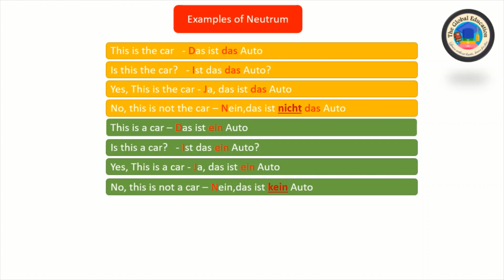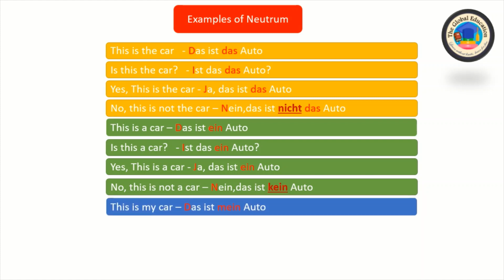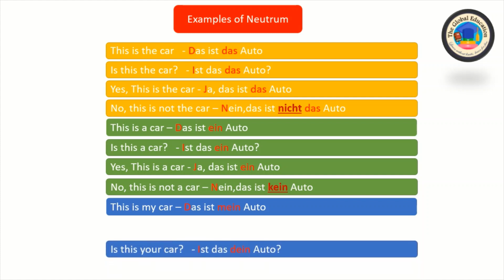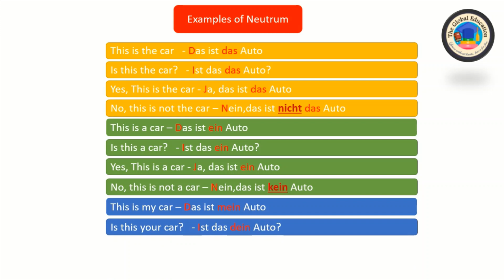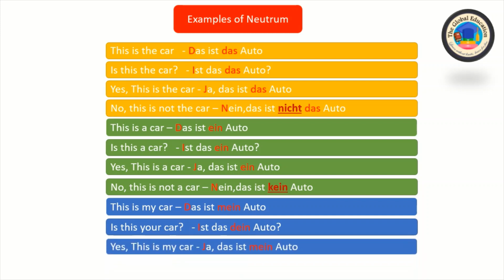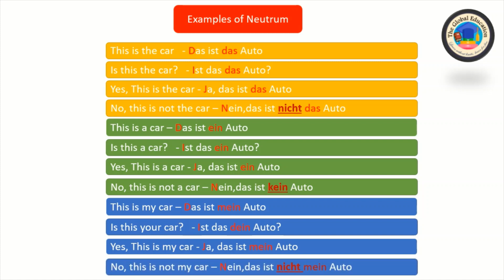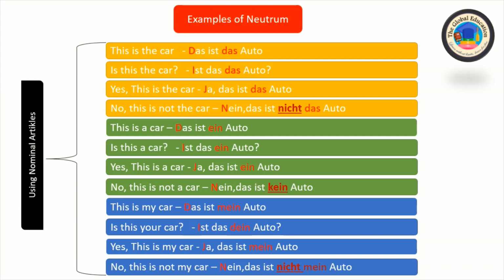And now we talk about the possessive case. This is my car. Das ist mein Auto. Because Auto has the das article, so we use mein, not meine. Is this your car? Ist das dein Auto? Yes, this is my car. Ja, das ist mein Auto. No, this is not my car. Nein, das ist nicht mein Auto.